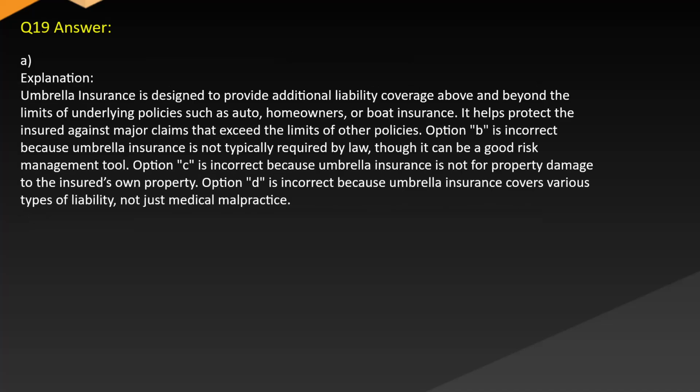Answer A. Explanation. Umbrella insurance is designed to provide additional liability coverage above and beyond the limits of underlying policies such as auto, homeowners, or boat insurance. It helps protect the insured against major claims that exceed the limits of other policies. Option B is incorrect because umbrella insurance is not typically required by law, though it can be a good risk management tool. Option C is incorrect because umbrella insurance is not for property damage to the insured's own property. Option D is incorrect because umbrella insurance covers various types of liability, not just medical malpractice.